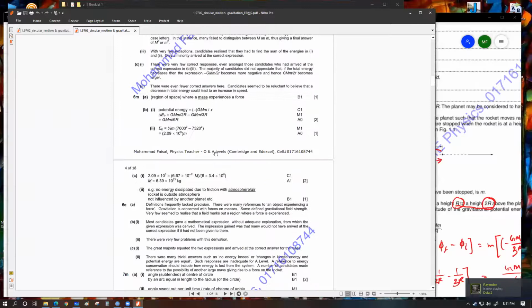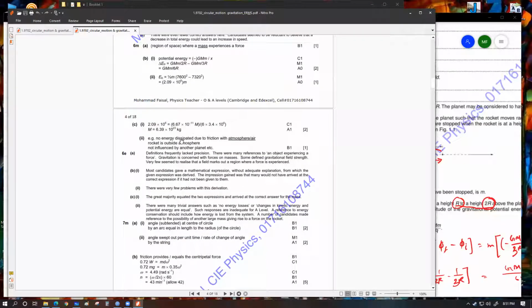For example, no energy dissipated due to friction or with the atmosphere or air. A rocket is outside the atmosphere, not influenced by any other planet. So these are example answers, so you can write any of these things. They did not provide this, that it is an isolated system.